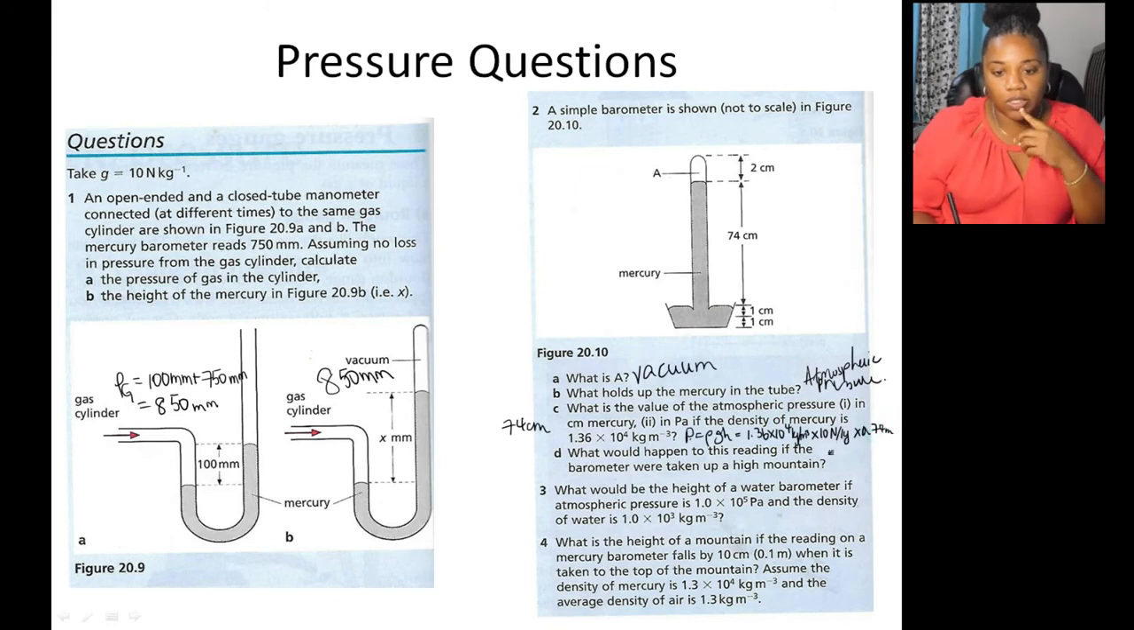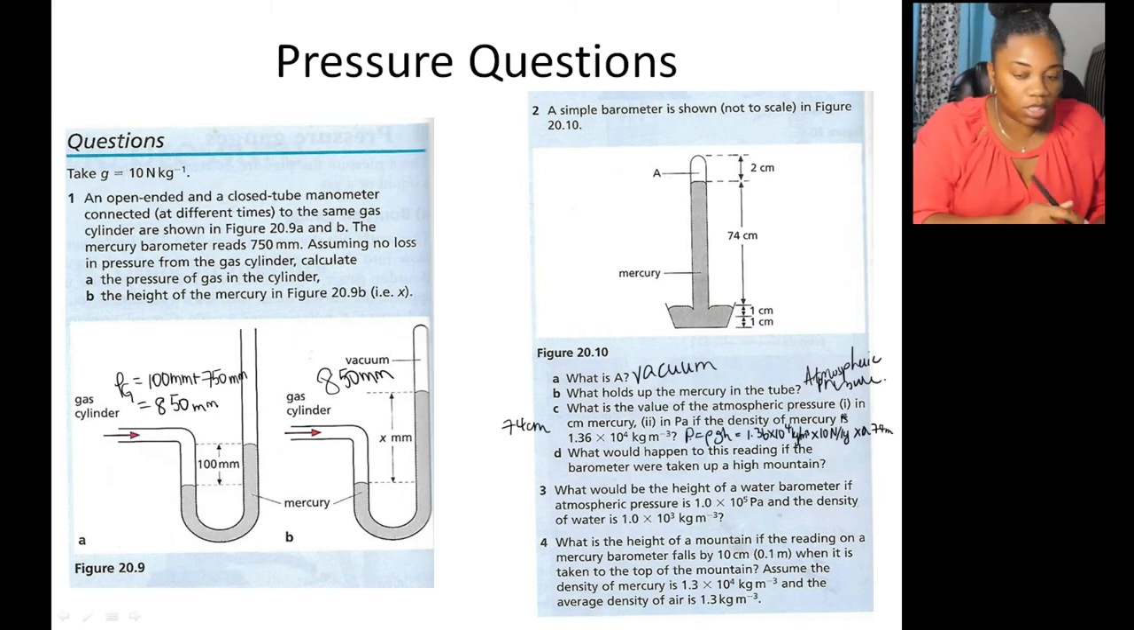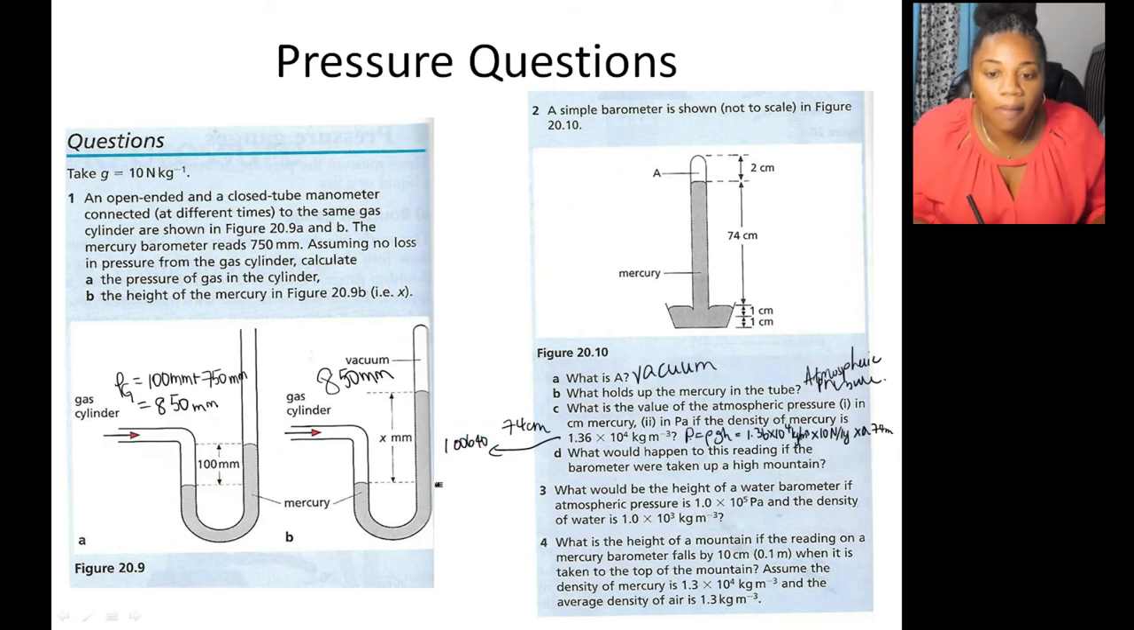So we change that up. We divide by 100 to get meters, and we should get 1.36 times 10 to the 4 times 10 times 0.74, and we get 100,640. So the answer for this will be 100,640 pascals.